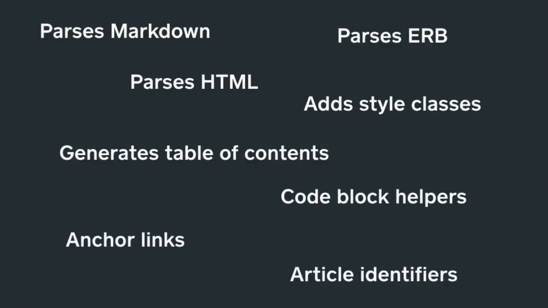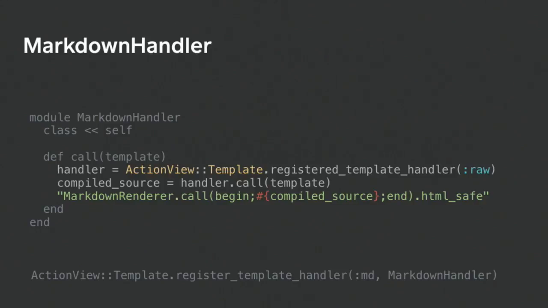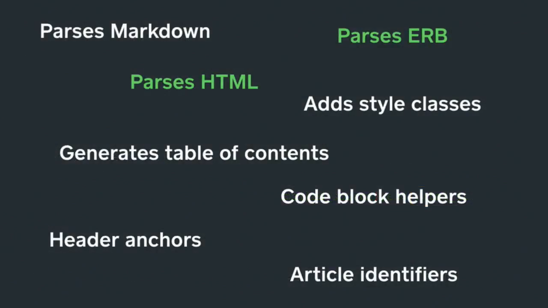Whoa, that seems like a lot of stuff. As it turns out, ActionView already handles HTML parsing because of the call to HTML safe generated by our handler. Also, we can make it parse ERB pretty easily, simply by changing our base raw handler to Rails' ERB handler. OK, so we can call those done.